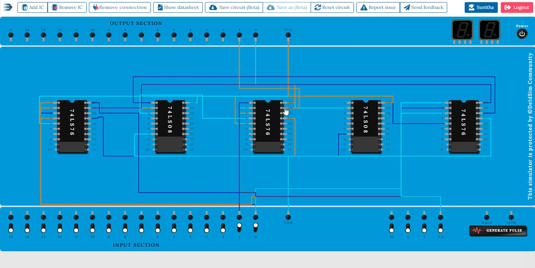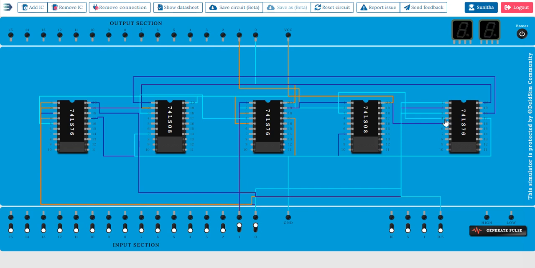The output of the second flip-flop is connected to the first one. Next, the output of the second AND gate will again be the input for the third flip-flop's J line, that is pin number 4. With this, we are done with all the connections.